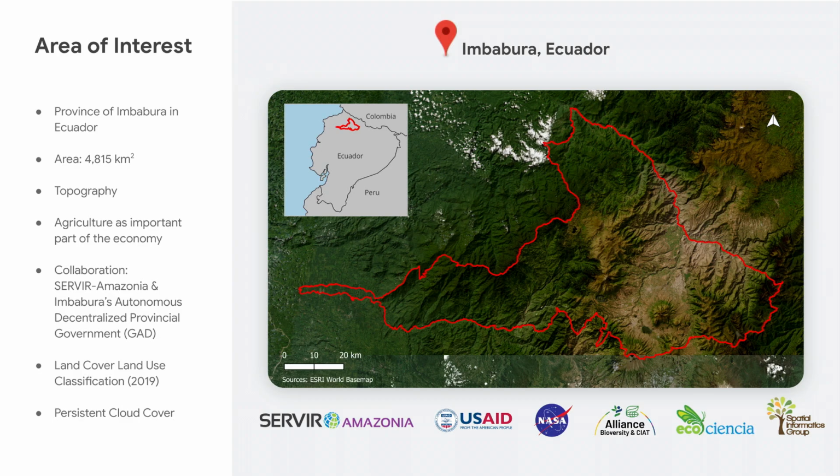So we work with the province of Imbabura, and they want to monitor this region, map land use, land cover, not only for natural forest management, but also because this region has a lot of agricultural activities as well. So this is a collaboration between Servia Masonia with the local partner in Ecuador, Ecociencia, and also the government of Imbabura. And the idea was to develop a land use, land cover map for the year of 2019 as a pilot. And they wanted to do this because they wanted to improve at the regional level current existing land use, land cover maps that are on a national scale.